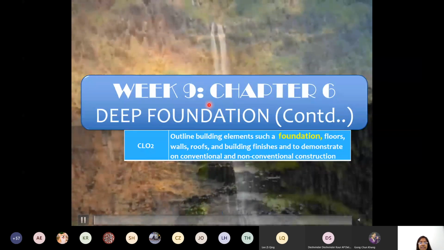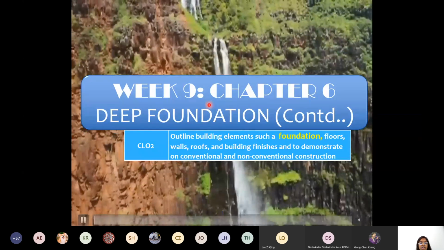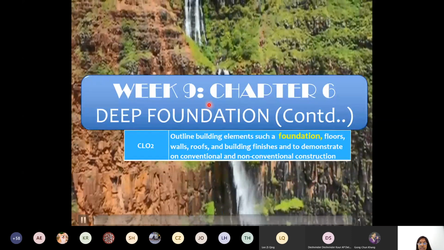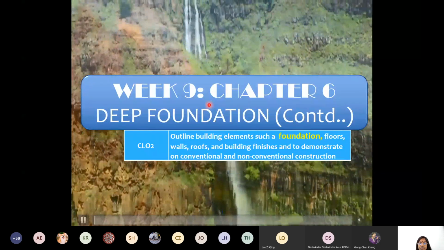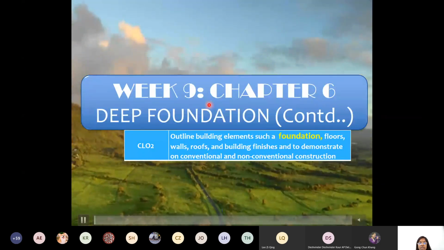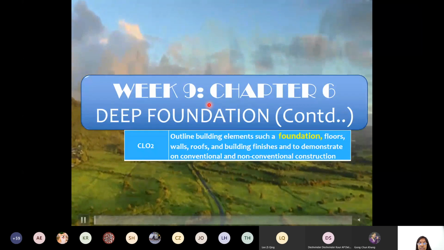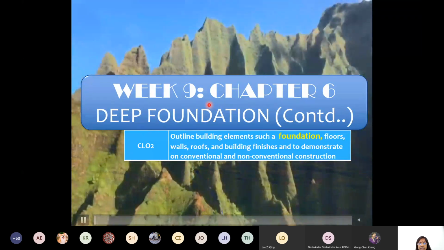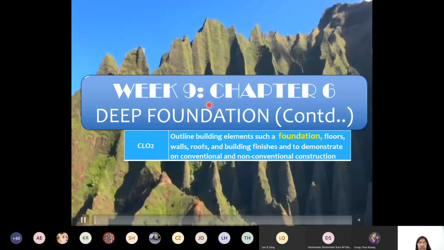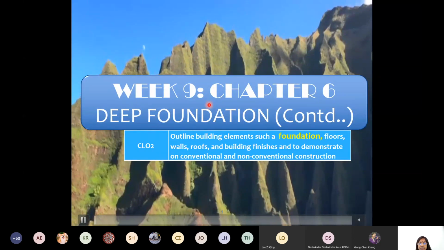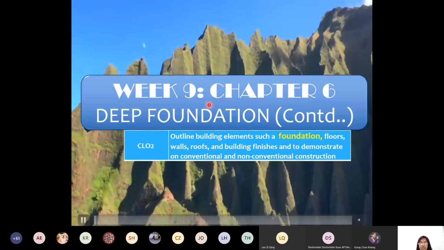Again, this is following the same CLO2 outline: building elements such as foundation. We are doing foundations, then go to floors, walls, roofs, and building finishes. There are a few more elements; we will cover them in coming weeks. But foundation is the most important part of the building. One has to design, construct, and monitor it properly all through its service time, isn't it?